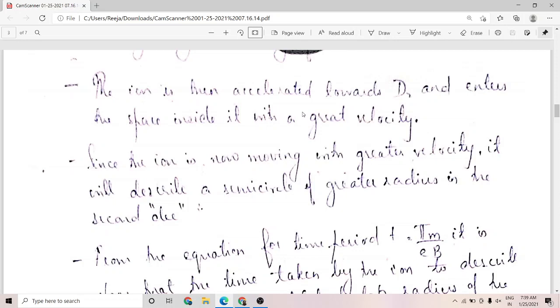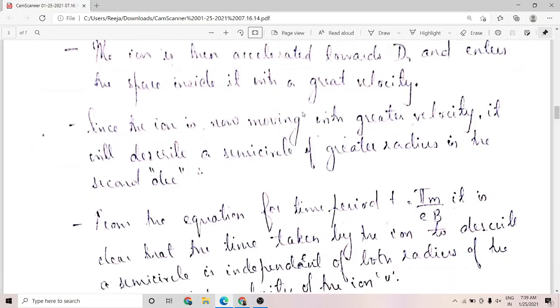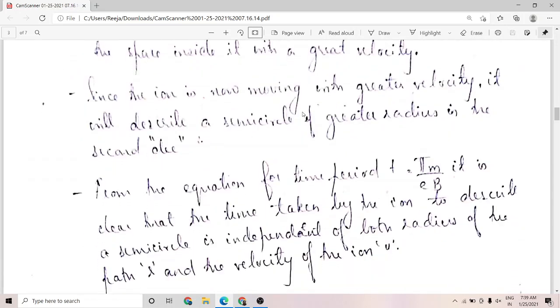Now the ion begins to move with a greater velocity, and it describes a semicircle of greater radius inside the second D. Now, the time taken by the ion to describe the semicircular path was given by T is equal to pi m by Be. This shows that the time taken to describe the semicircular path is independent of the radius, and it is independent of the velocity.